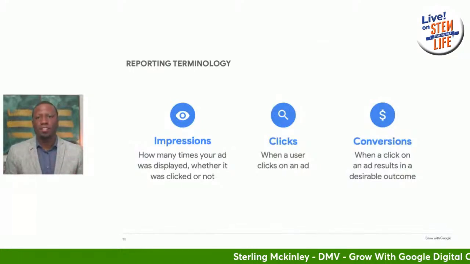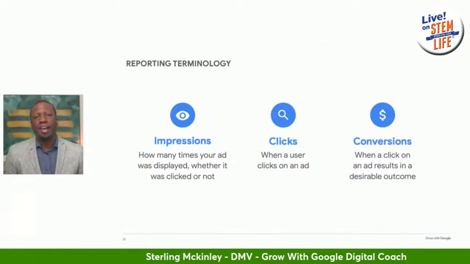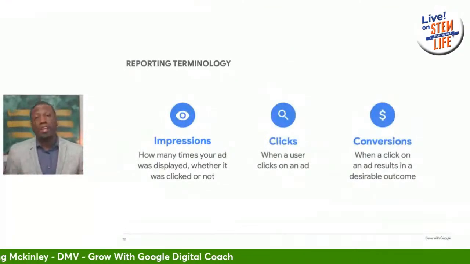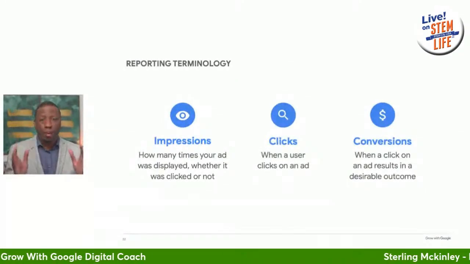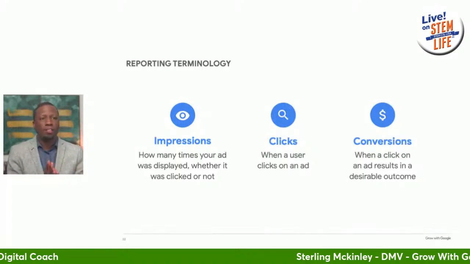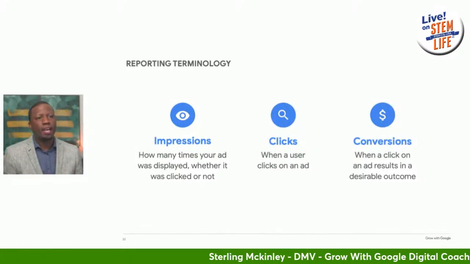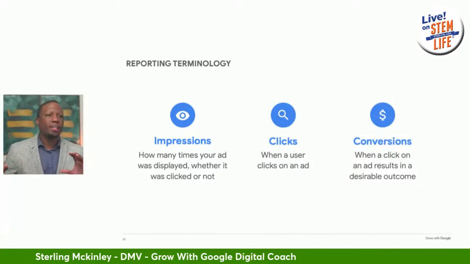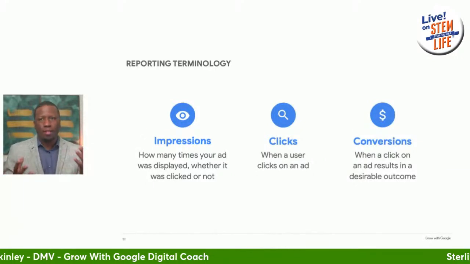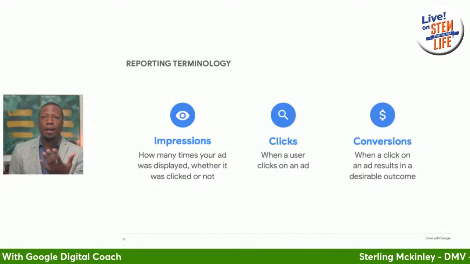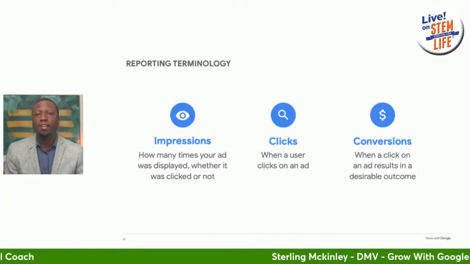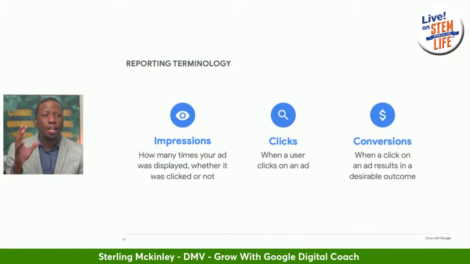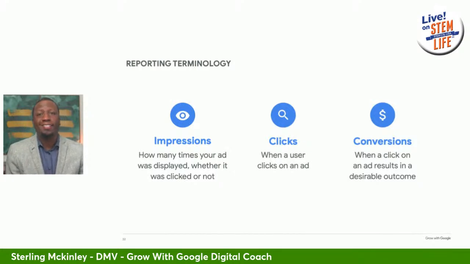Reporting terminology. When it comes to Google Ads, you hear a lot of phrases, terminologies that you may not know. Let's break down some of the most common phrases. So impressions is one you hear a lot. Impressions are how many times your ad was displayed, and it doesn't calculate whether it's clicked or not. So impressions, how many times your ad was displayed, how many times your customers have seen your ad. That doesn't matter if they click on it or not, but it lets you know how many times your ad has been shown.